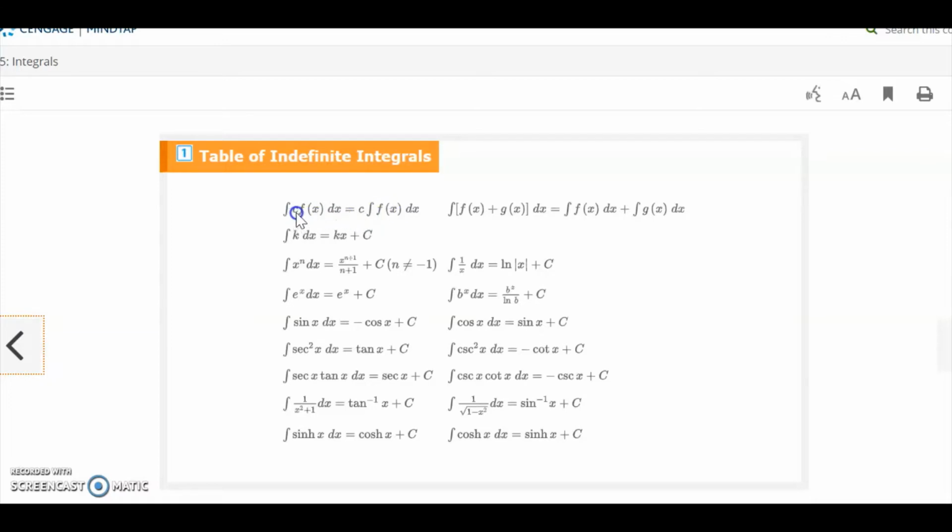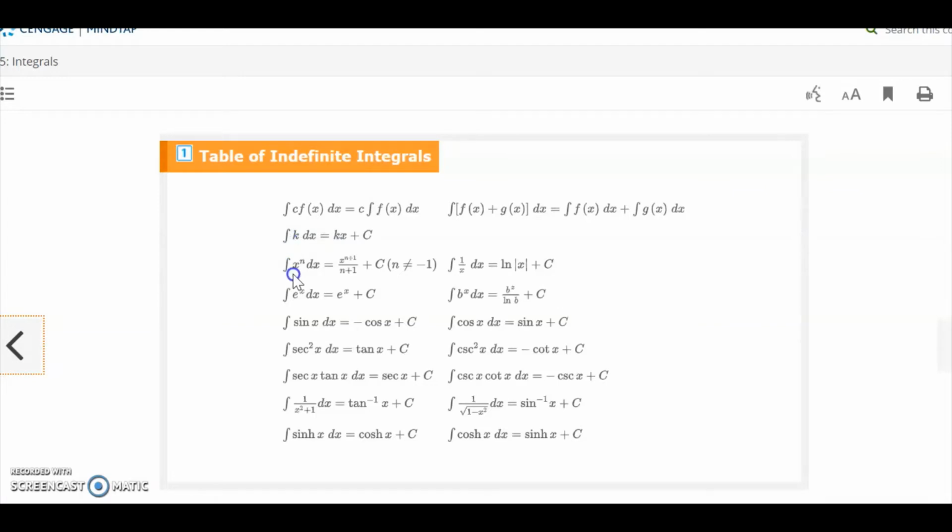So let's say we have 5x. We can bring that 5 to the outside. That's one of our rules. Over here, we know that if we have addition or subtraction, we can split up those two integrals. We have the antiderivative of a constant. All we have to do is tack on an x and plus c. Take the derivative and you get back to the constant.